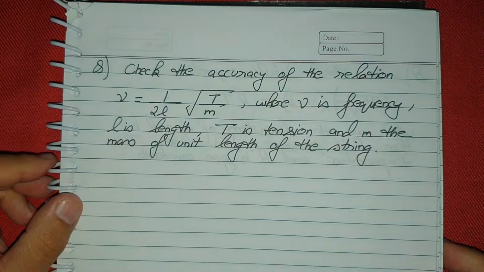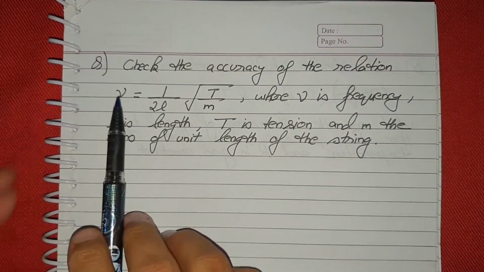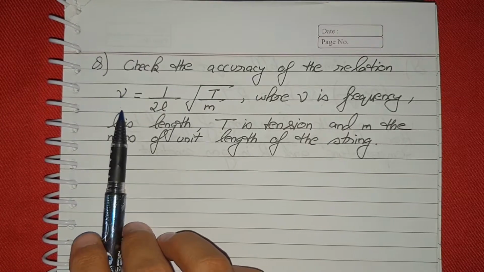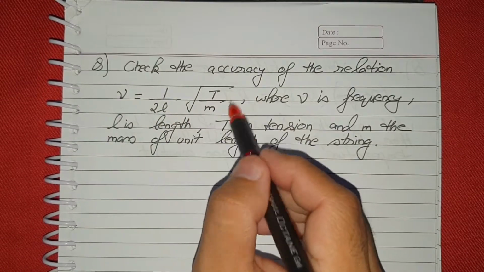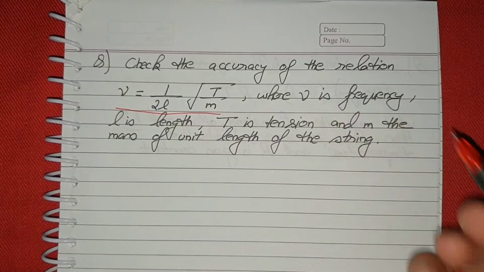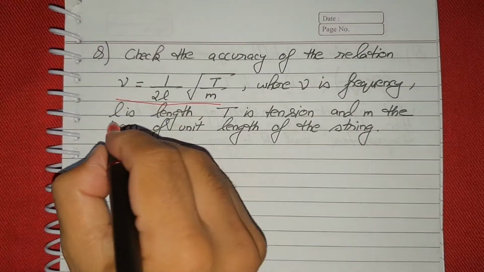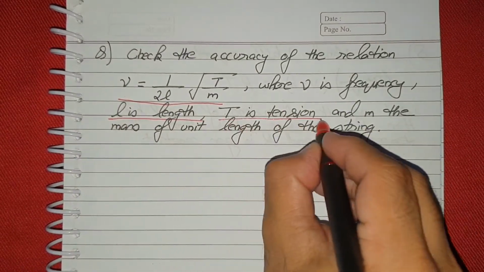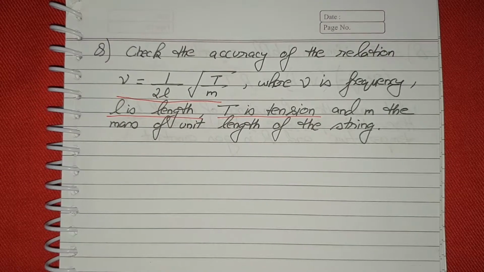Okay. Our next question. Check the accuracy of the relation. This is nu, which is the frequency, equals 1 upon 2L under root T by M. This part we have to check, where nu is the frequency, L is length, T is tension, and M is the mass of unit length of the string. Note that M is the mass of unit length of the string.